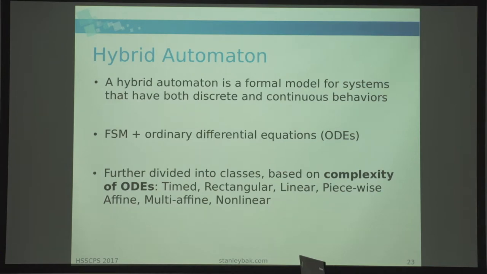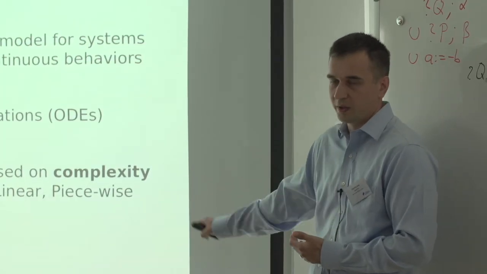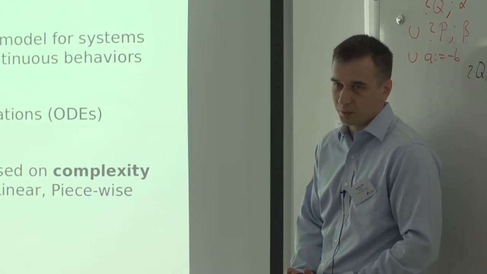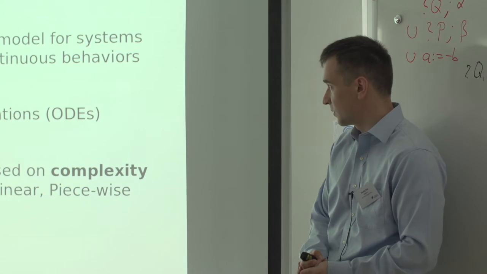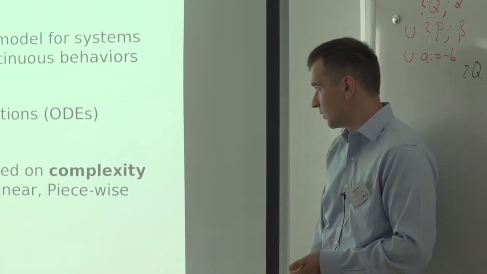So that was the discrete world. A hybrid automaton extends that a little bit more because we now want a model of systems that have these discrete behaviors, so it has everything that the other thing had, but we also want to have continuous behaviors, and the model of continuous behaviors we use is ordinary differential equations, right? So the way to think of it is finite state machine plus ordinary differential equations.